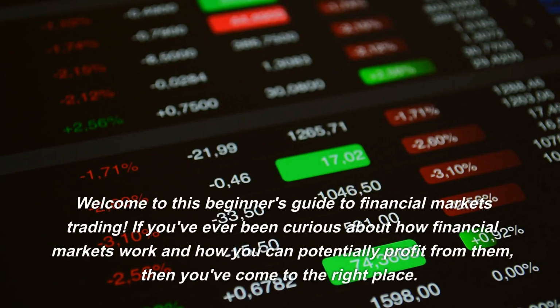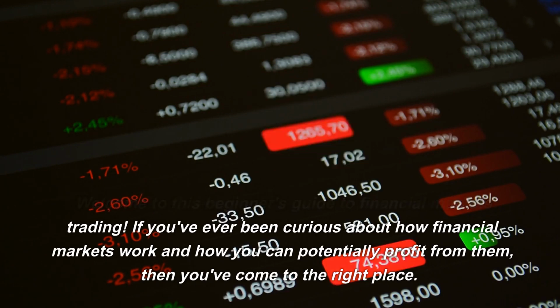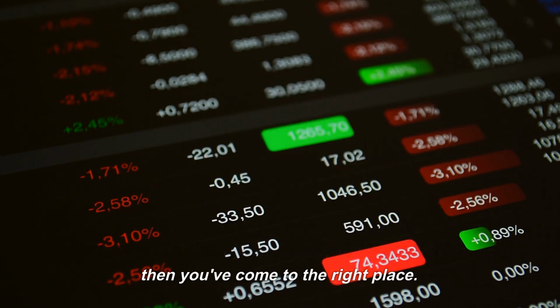Welcome to this beginner's guide to financial markets trading. If you've ever been curious about how financial markets work and how you can potentially profit from them, then you've come to the right place.